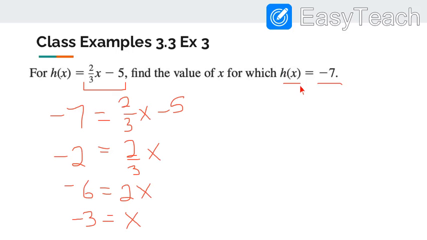Again, key concept here: if it says the entire thing, so h of x, or the function of x, is equal to a number, that number goes in place of the original piece. So it's equal to the entire function. A common mistake is that people would then put -7 into the x. You do not want to do that on this problem.